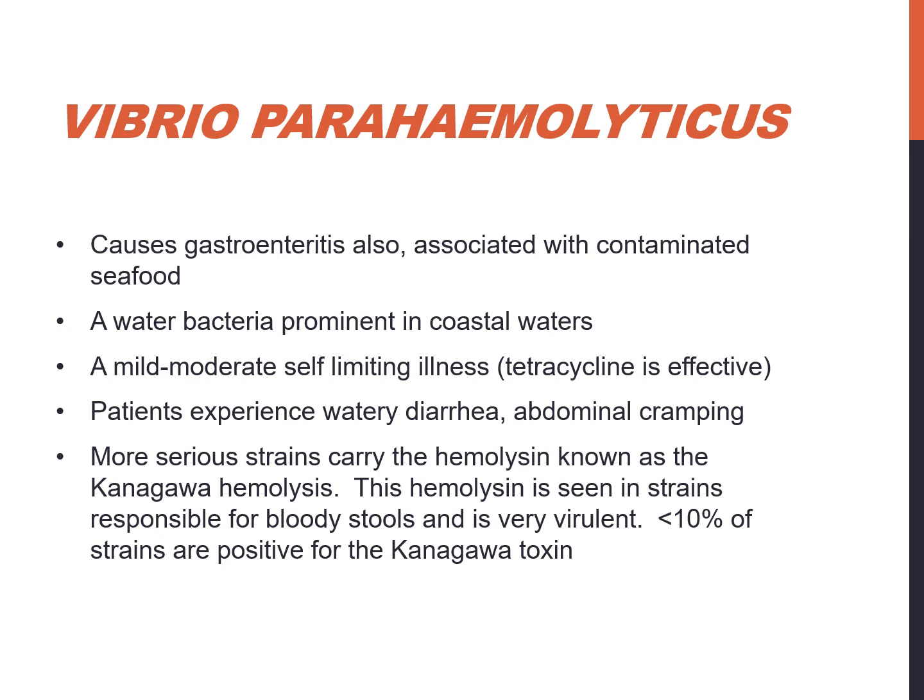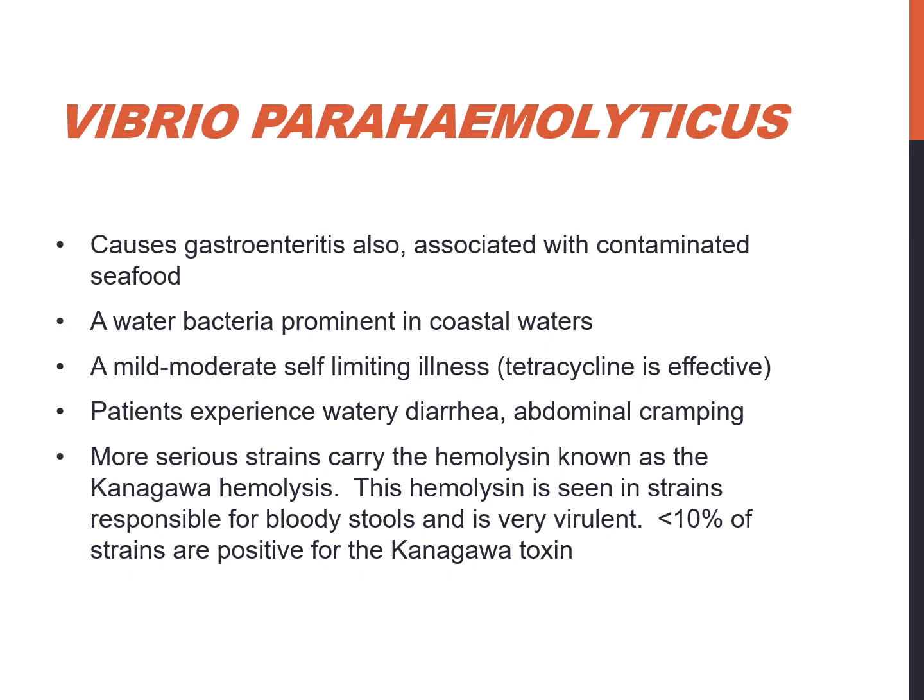Vibrio parahaemolyticus is an invasive organism, and it is a halophilic organism. This means that this organism requires salt to grow. This isn't super common. There are about 4,500 cases in the United States every year, and this particular organism causes gastroenteritis and is associated with contaminated seafood.